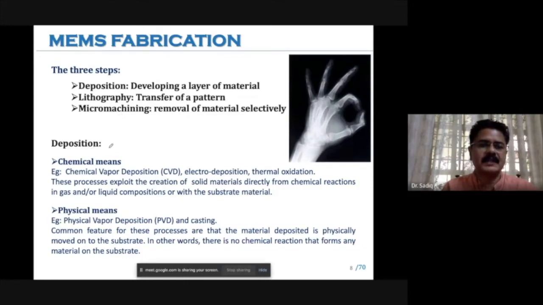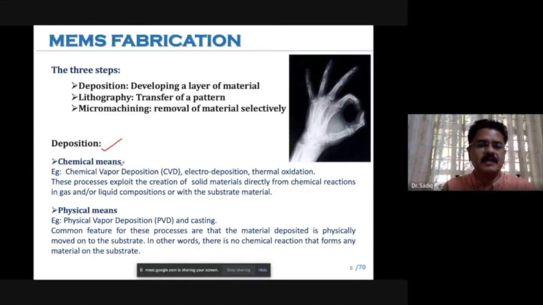First process let us take, it is deposition. Deposition means depositing some layer on a substrate. Let us categorize the deposition processes into two groups. One is the chemical methods of deposition, another one is physical methods of deposition. Examples of chemical methods of deposition are chemical vapor deposition, electrode deposition, thermal oxidation, etc. There are many other forms also.